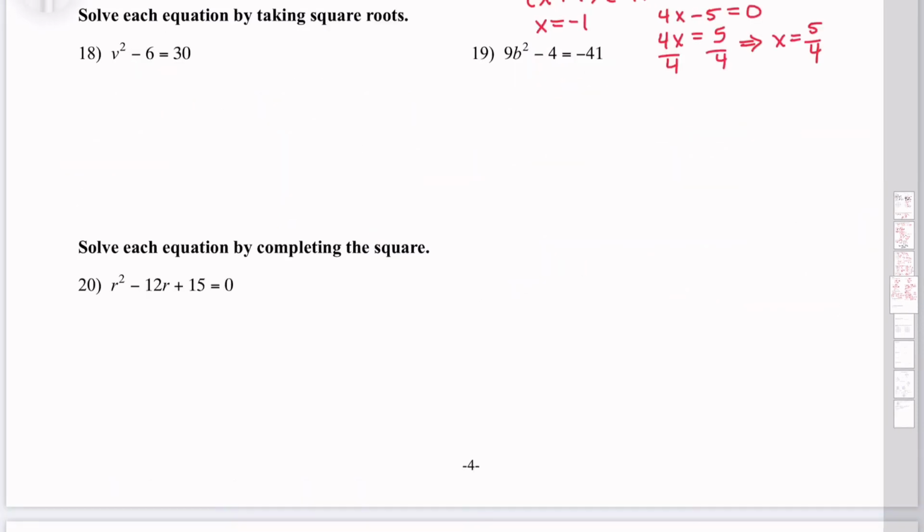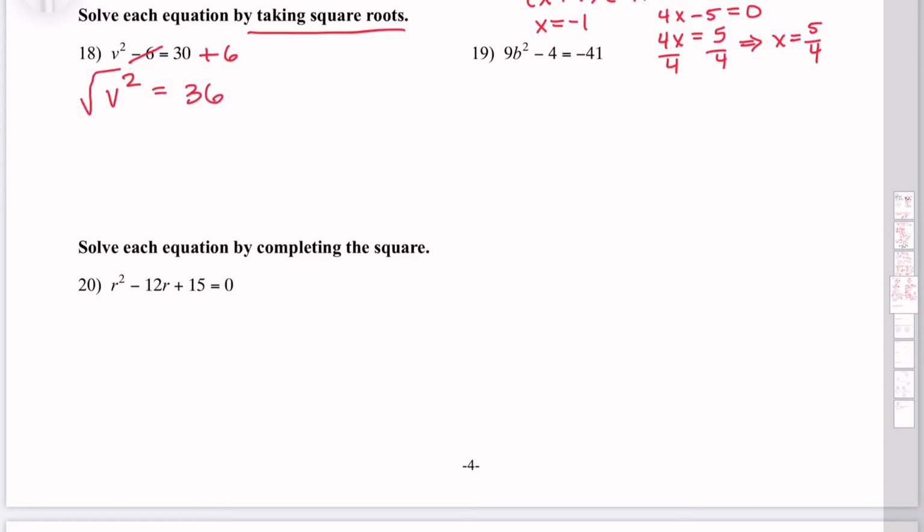For question 18, we're going to solve using a different approach because they do want us to take the square root. So what we're going to do is isolate v squared. We're going to add 6 to both sides. So the left side cancels. If we add 6 to the right-hand side, 30 plus 6 is 36.